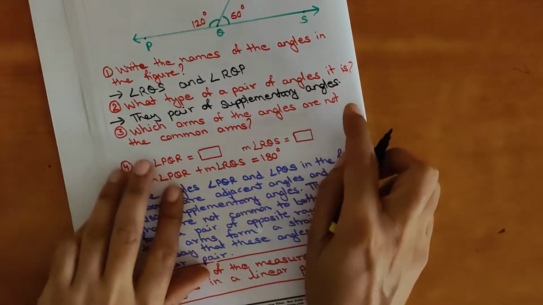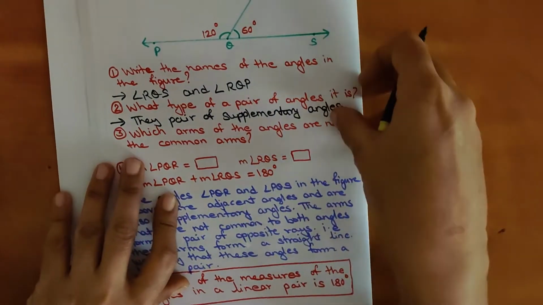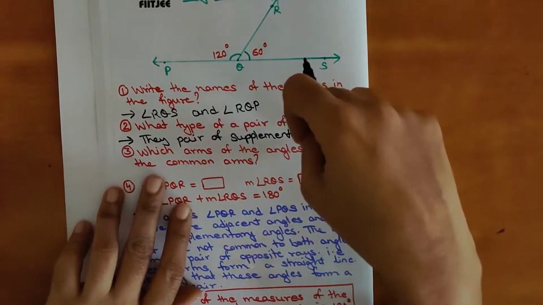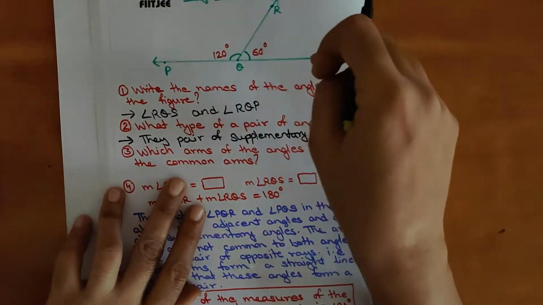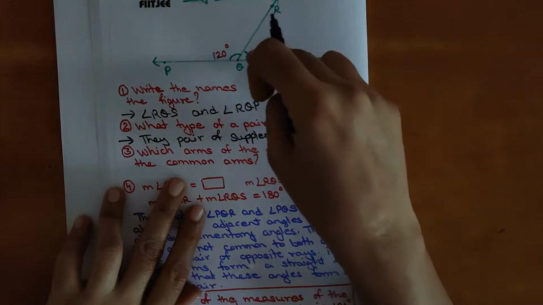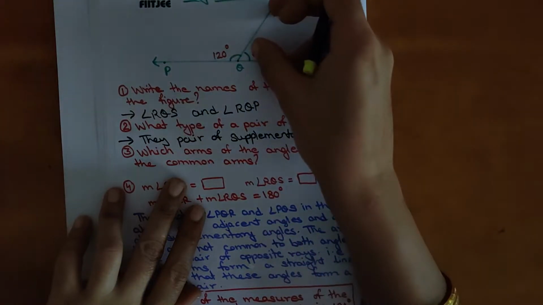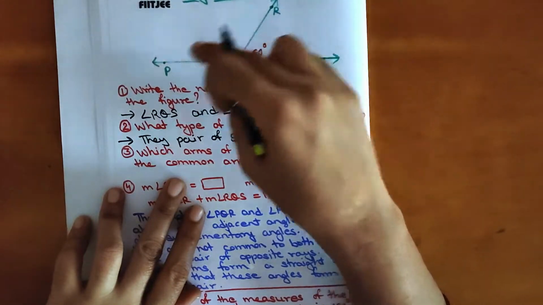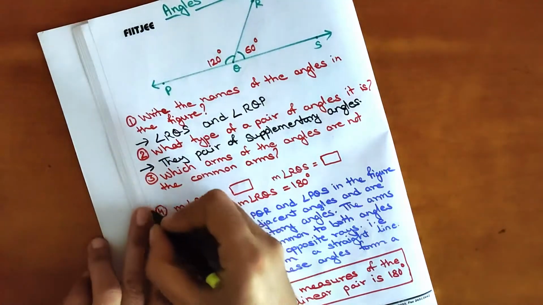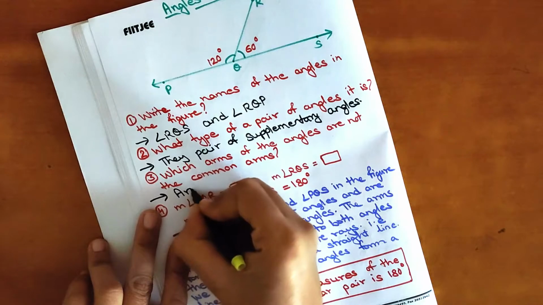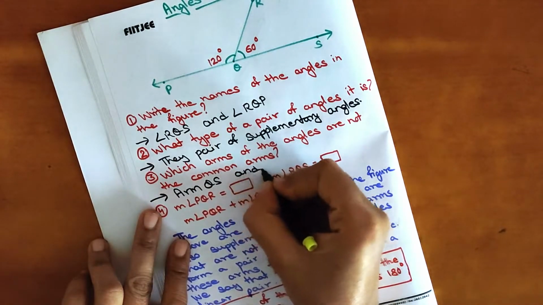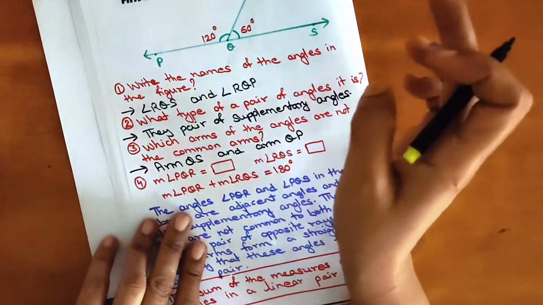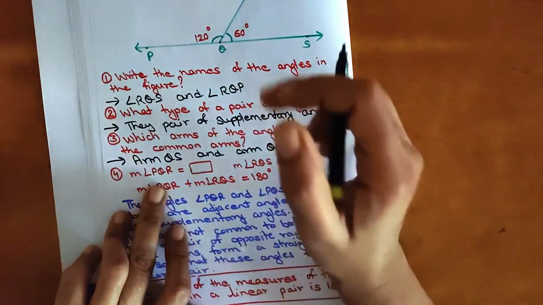Which arms of these angles are not common arms? If you see here, which arms of the angles are not the common arms? So if you see arm QS and QP, because RQ arm is common to these two angles. So these two arms are not common to these angles. So we can write arm QS and arm QP. Okay, because they are in the opposite direction.